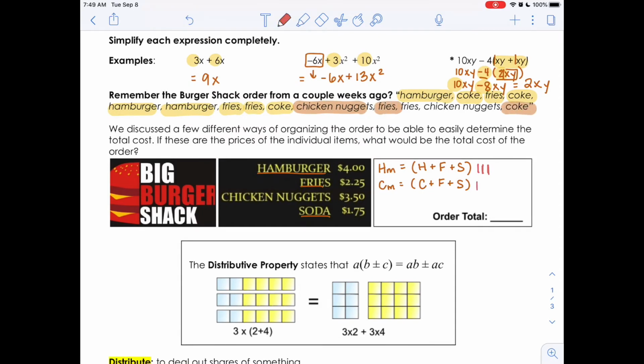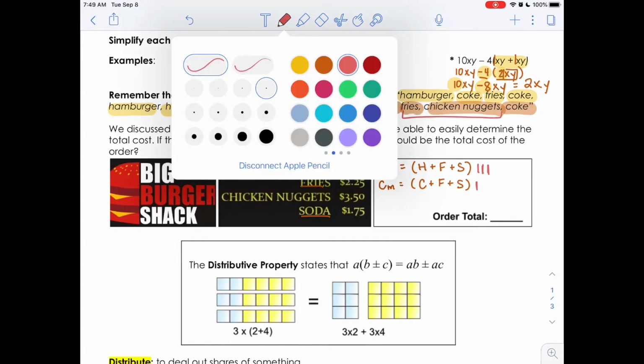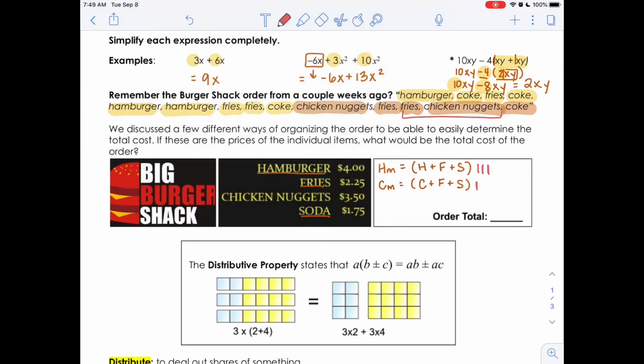There's a chicken meal. And then we have fries and chicken nuggets. So this is a little bit weird here. We have fries and nuggets, but there's no Coke there. So this one, I'll just put a note here. We have C plus F. There's no soda there. So we can use this information to write a nice little algebraic expression.